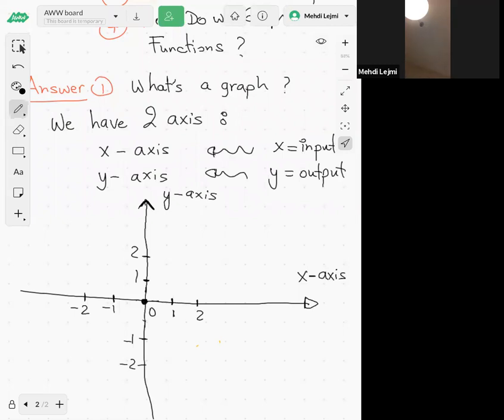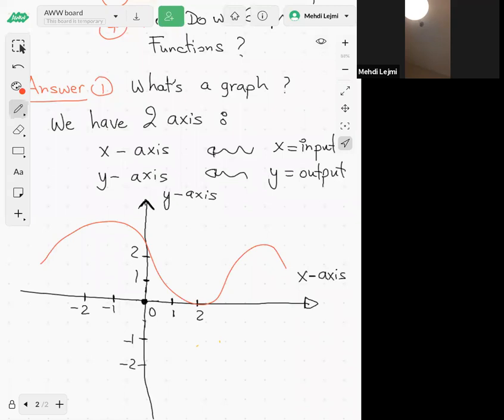Now, what's a graph? So we have these two axes. What's a graph? A graph is just like a curve, like a twisted line. It doesn't have to be a straight line. What I call a curve is just some twisted line. You take a line and you twist it, and that will be a curve, right?